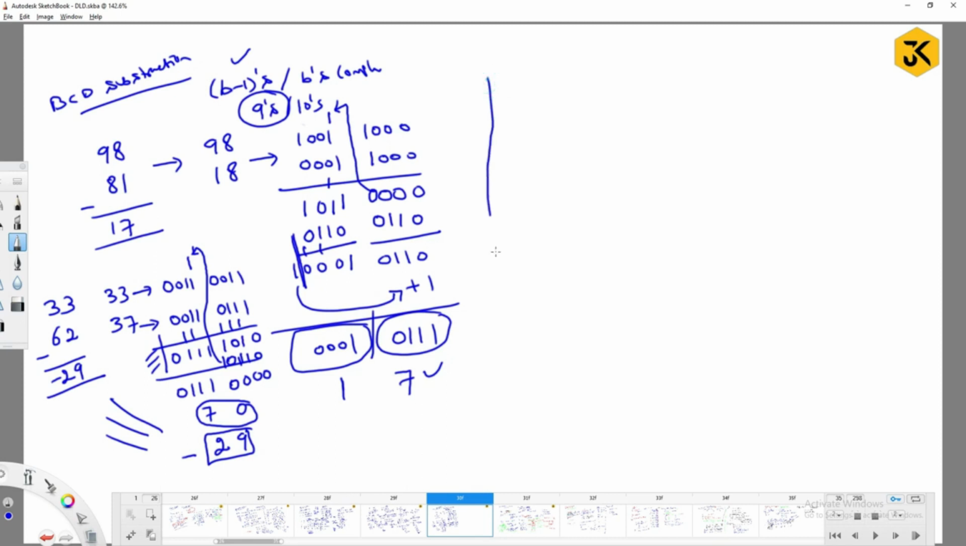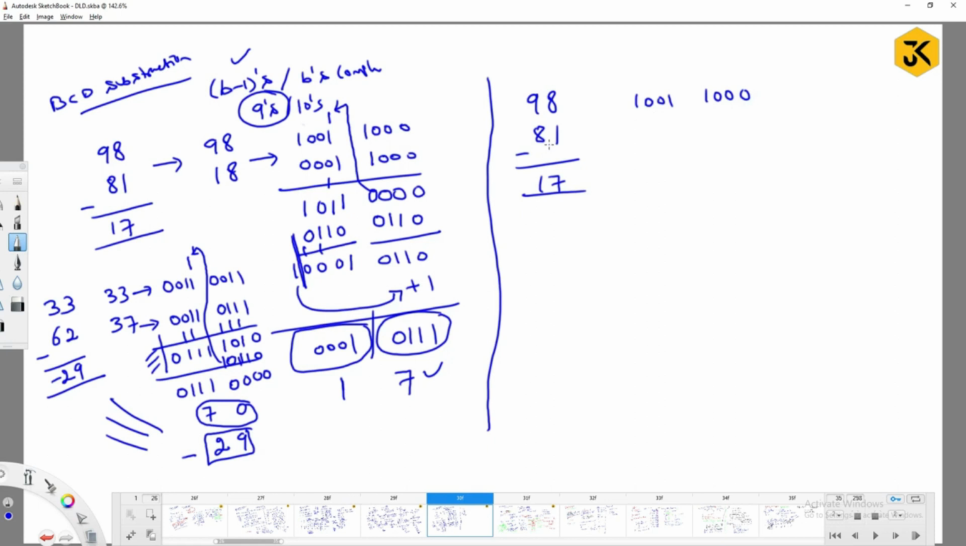Okay. Similarly, for example, I take the same numbers, 98 and 81, in 10's complement. In 10's complement or in 9's complement, whatever it may be, you have to get the same result, right? So 98 is as usual. I will write it beside: that is 1001 1000.